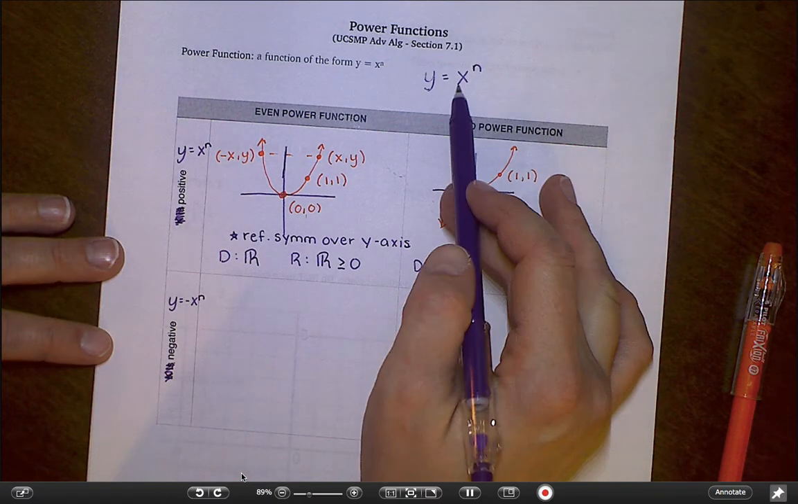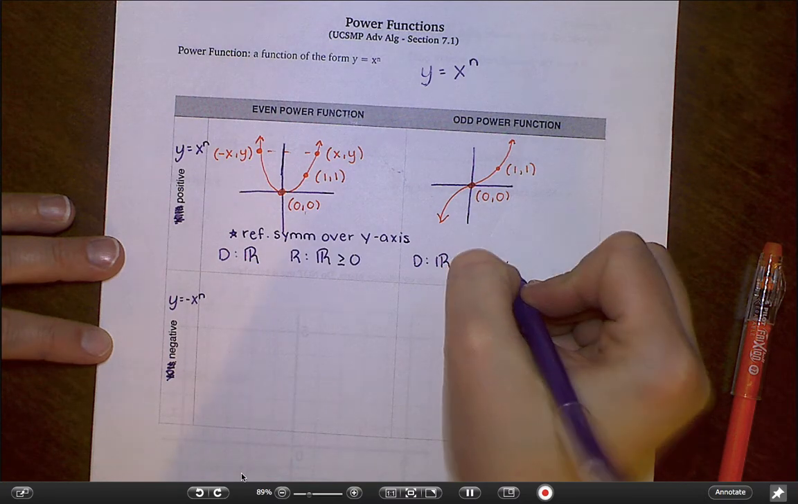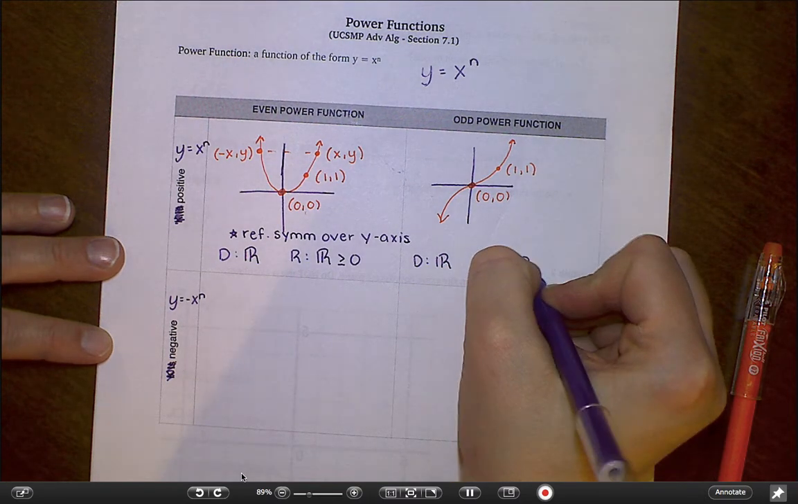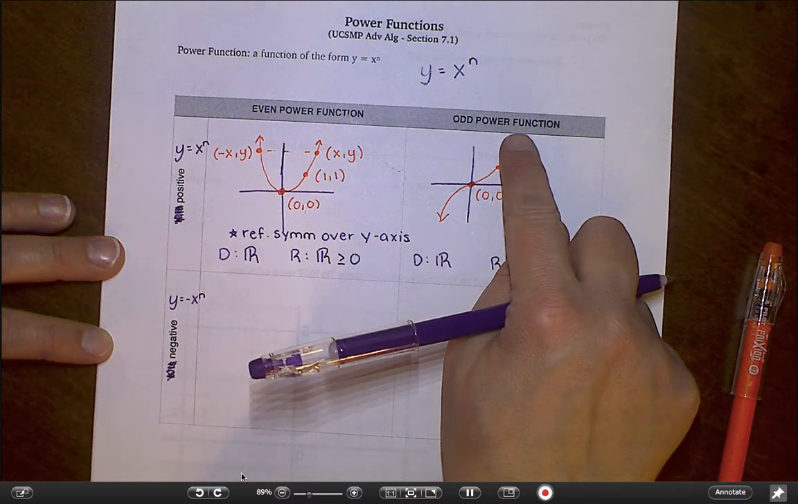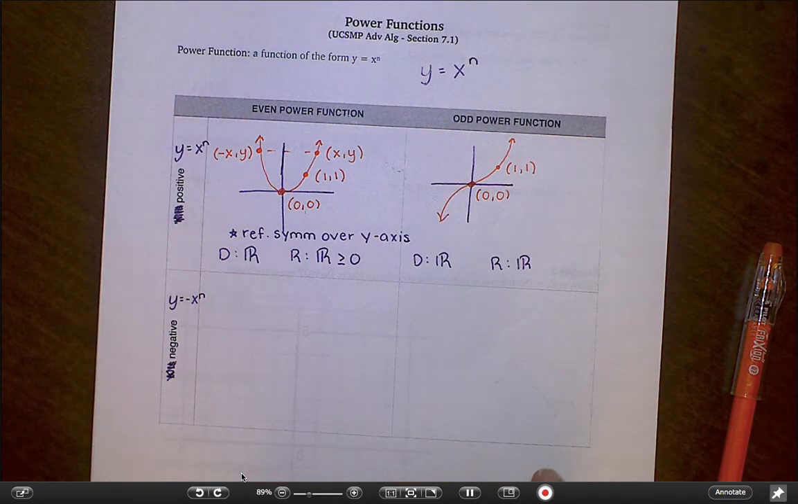There's no restrictions on what I can put in here for x. On this one, my range is also all real numbers because you're not restricted. You've got positives up here and you've got negatives down here. So this one goes up and down, which gives you a domain and range of all reals.